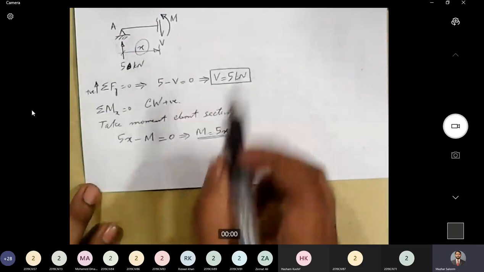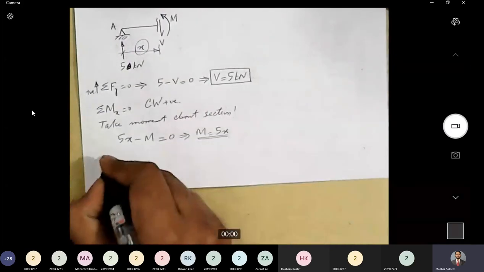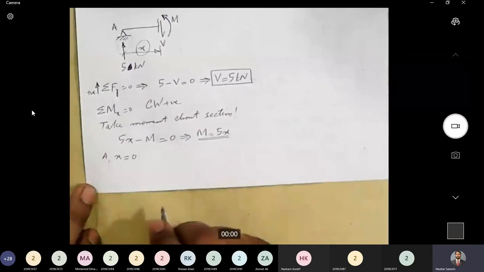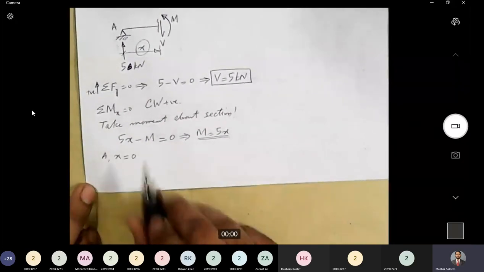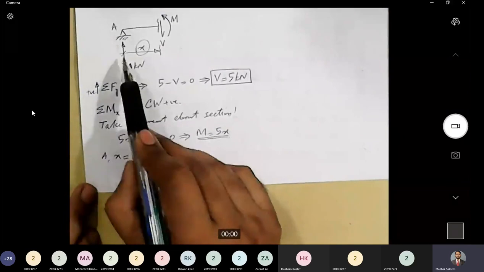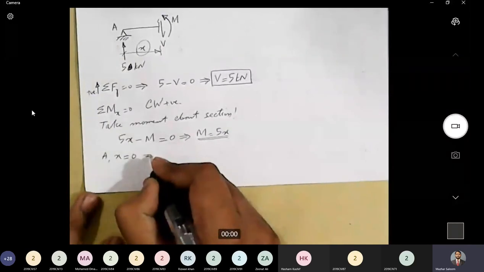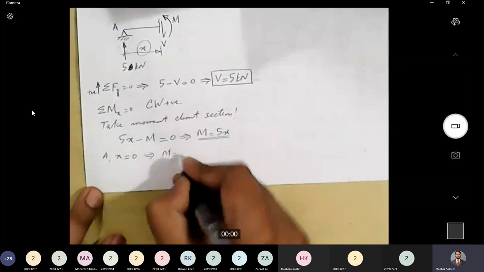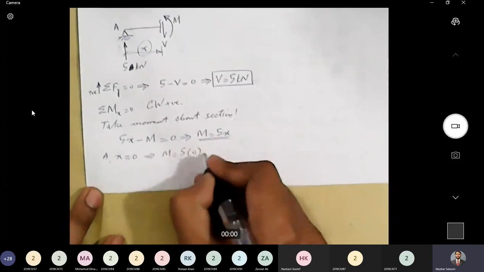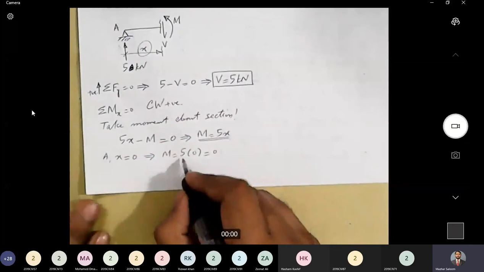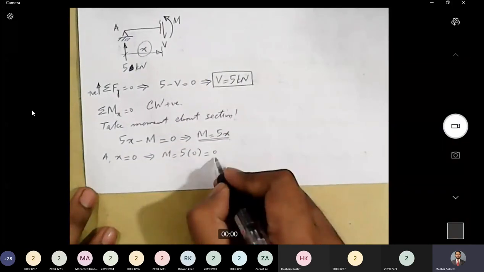At point A, what is the value of x? X is 0 at point A, because x is starting here. So this implies M is equal to 5 times 0, which is 0. So the value of moment at point A is equal to 0.